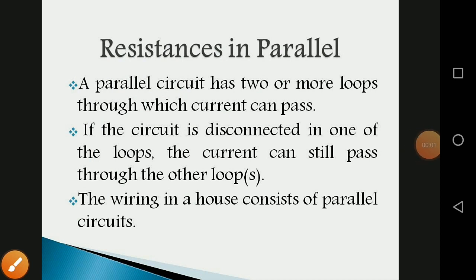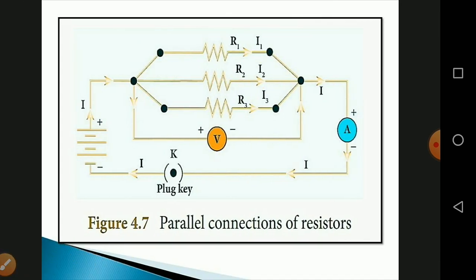And next one is the resistance in parallel. The parallel circuit has two or more loops through which current can pass. If the circuit is disconnected in one of the loops, the current can still pass through the other loops. The wiring in a house consists of parallel circuits because if some of the electrical appliances are damaged, it does not affect the other appliances. That's why we use a parallel circuit in our house or home. So this is an example of a parallel circuit.